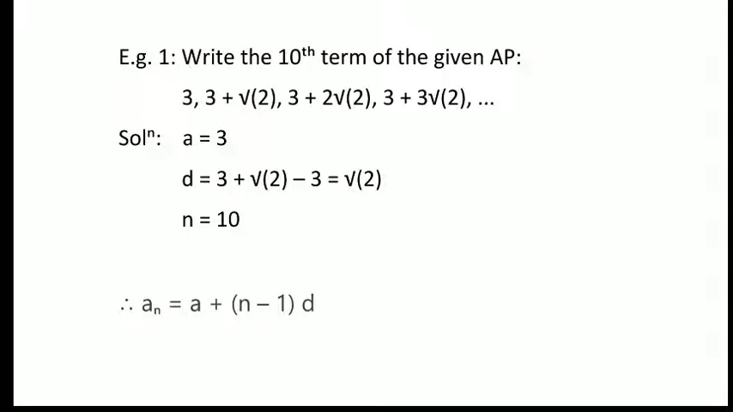So here you see the list of numbers: the second term is 3 plus root 2, the third term is 3 plus 2 root 2, then the fourth term is 3 plus 3 root 2, and so on. Only the first 4 terms are given.